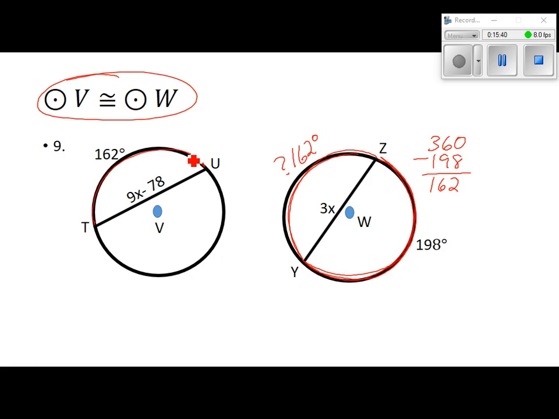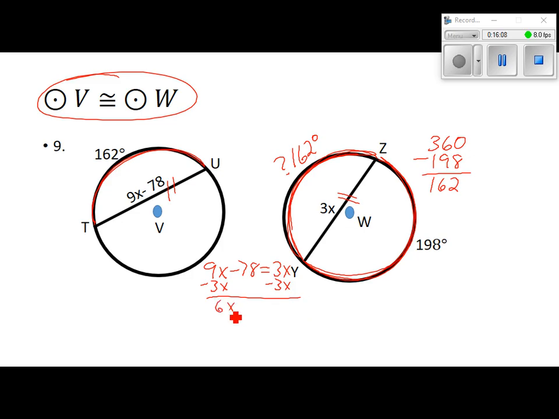Now we know that arc TU and arc YZ are the same. So that means these two chords have to be the same. So 9x minus 78 has to equal 3x. Ignore that y there. I'm going to subtract 3x on both sides first. Several different ways you could do this. If you do it a different way, that's fine.